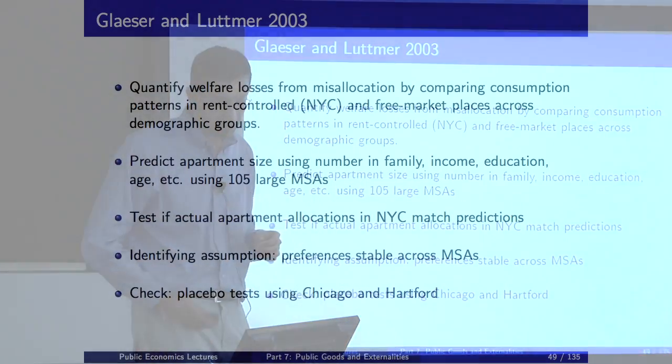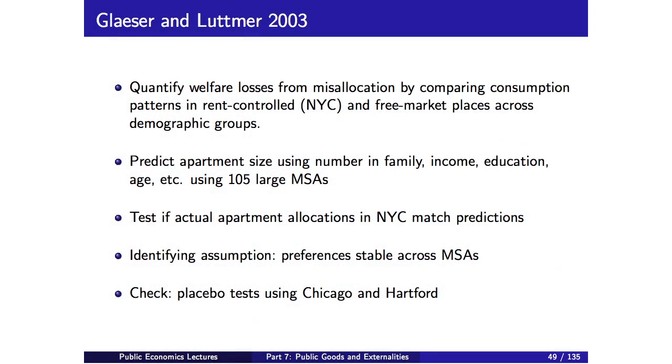So what they do in the empirical part of the paper is quantify the welfare losses from misallocation by comparing consumption patterns in rent-controlled apartments in New York City to free marketplaces across demographic groups. Okay, so the logic is basically the following. You predict the optimal apartment size, or the apartment size a person would have chosen in an unconstrained environment, using some demographic variables, like the number of people in your family, income, education, age, and so forth. Take a bunch of cities, they take 105 large MSAs, and fit this model, which is what are the apartments people are choosing given their demographic characteristics.